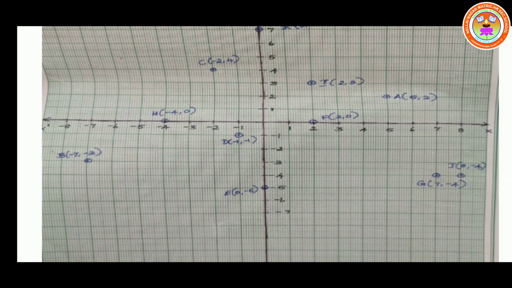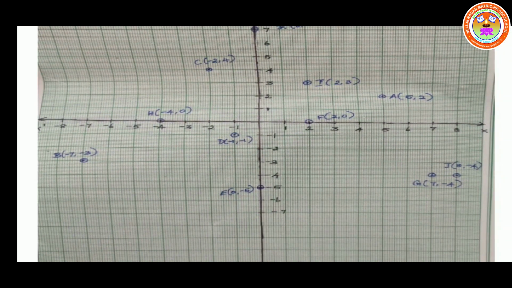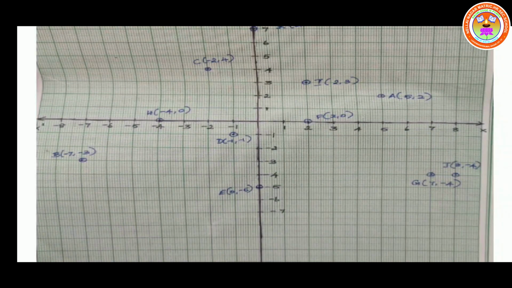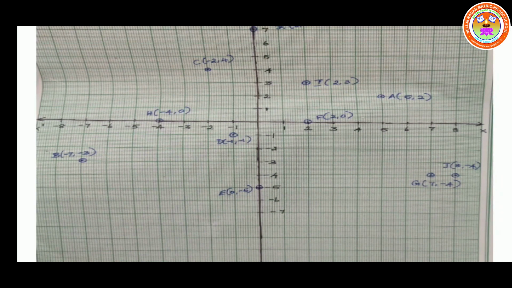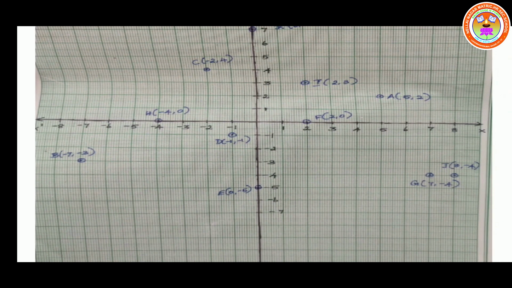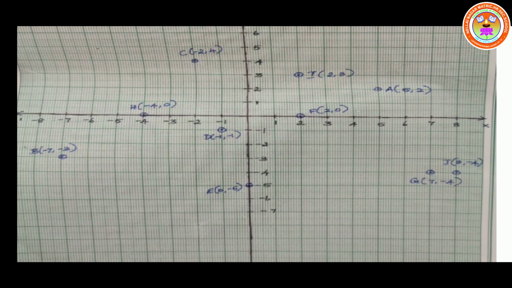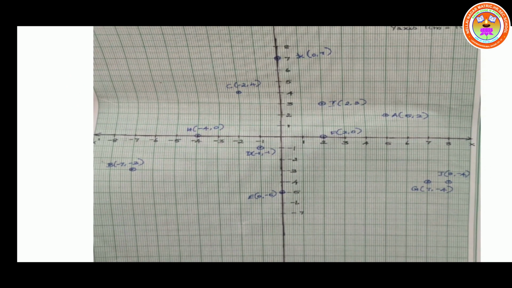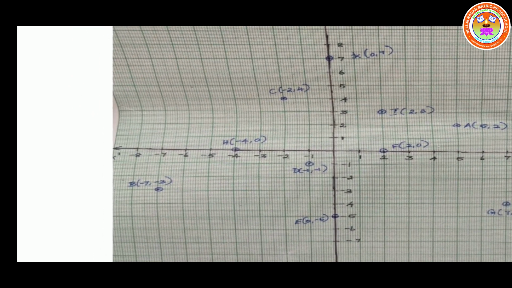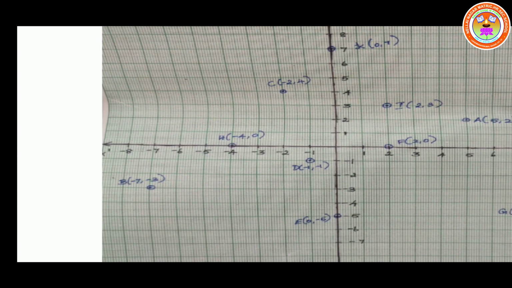Next, after F, G. So moving on to G. What is the G point? 7 comma minus 4. 7 is the x coordinate and minus 4 is the y coordinate. So what I have done here is G of 7 comma minus 4. Next, after G, H. Where is the H coordinate? Here, minus 4 comma 0. So what happens? The y coordinate is 0. That means the point lies on the x-axis.